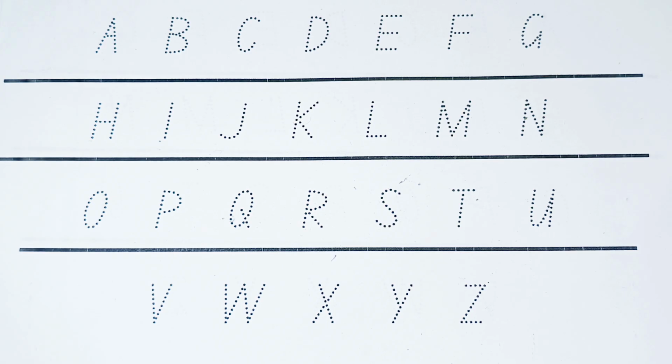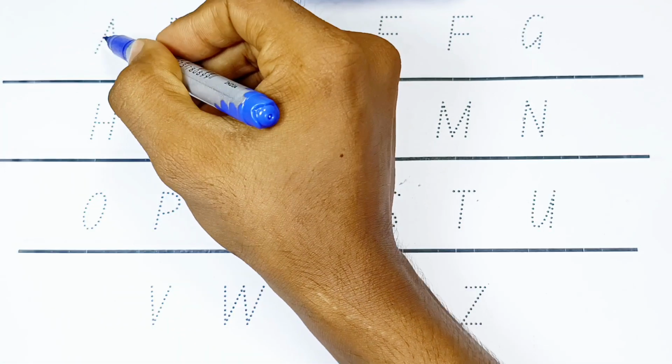So kids, now you draw A through W, X, Y, and Z.